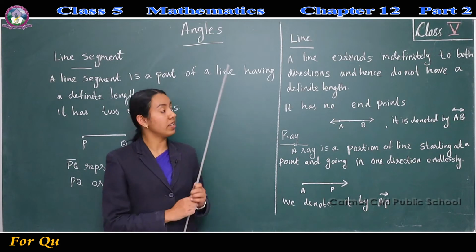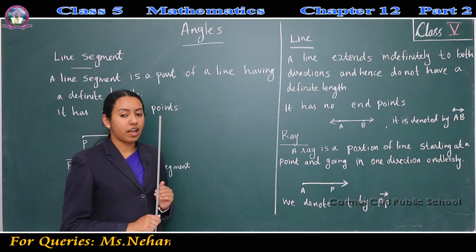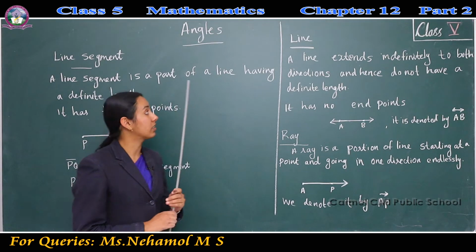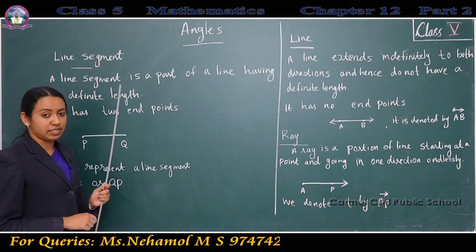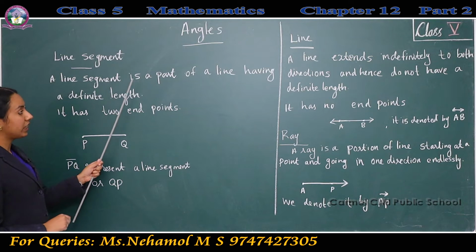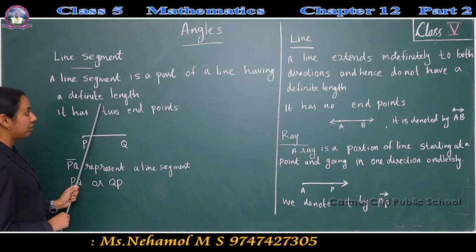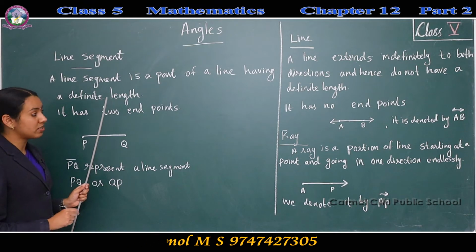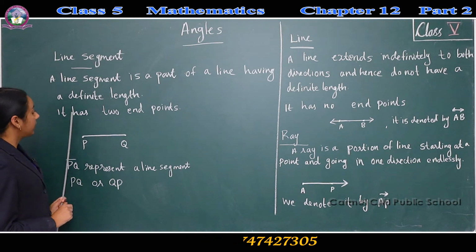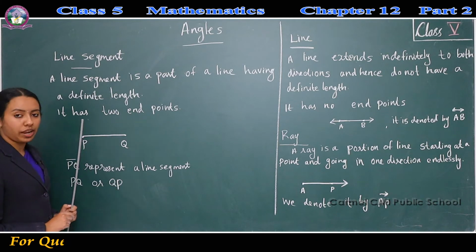Our next topic is angles. Before going to study about angles, let us revise some other things. First one, line segment. What do you mean by a line segment? A line segment is a part of a line having a definite length. That means it is measurable. It has two endpoints.